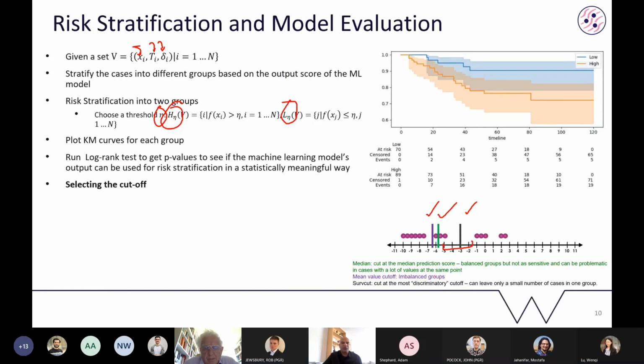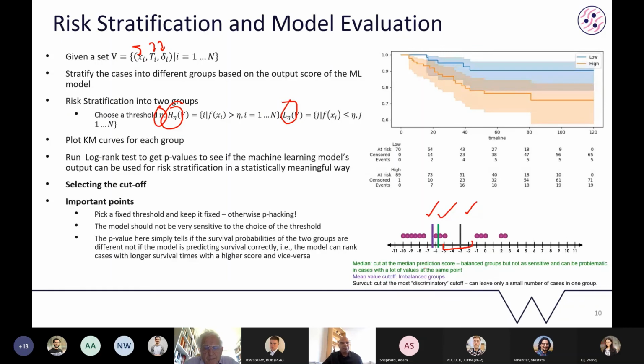Each of them has their own limitations. But the important point is that once you select a way of making that cut, stay with it. Don't keep changing the cutoff, otherwise you would end up p-hacking, because there would exist a threshold at which two groups would be different. So that is an important point. Once you select a threshold, it's important to stay with it.